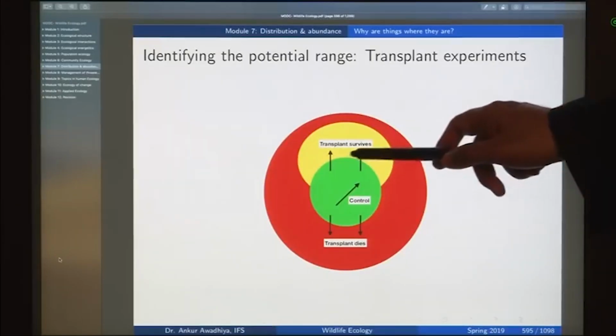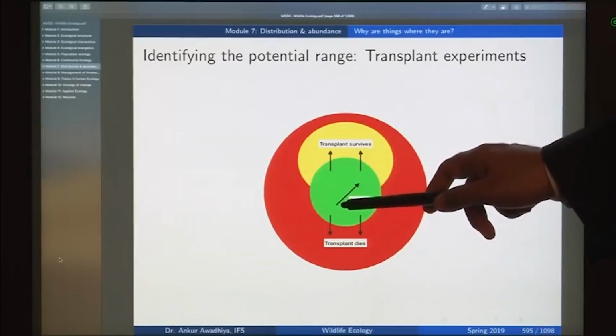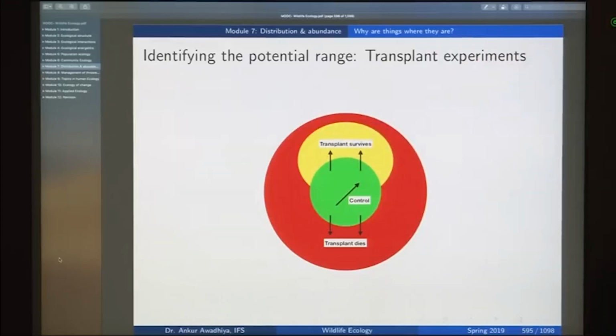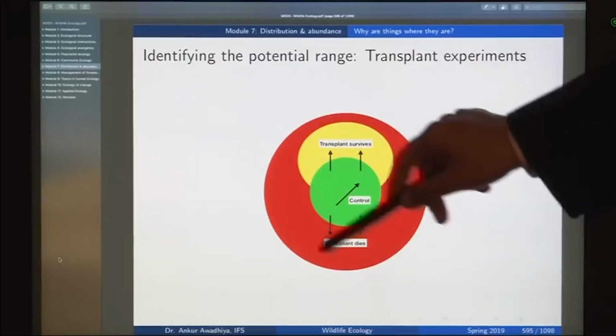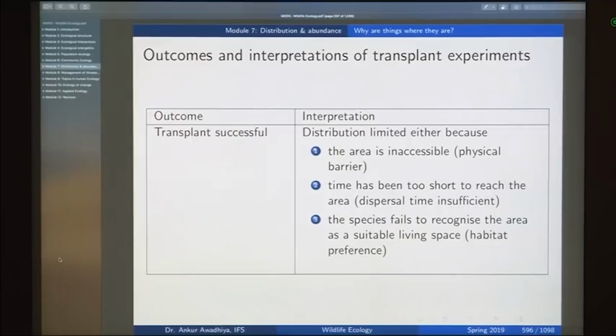So, if this organism is found in this green area, you can move an organism from one point in this green area to another point as a control experiment, or you can move it to other areas where it is not found. Now, if it is not found, there could be areas where it survives, and some areas where it does not survive, and based on its survival or its death, we can draw some outcomes.